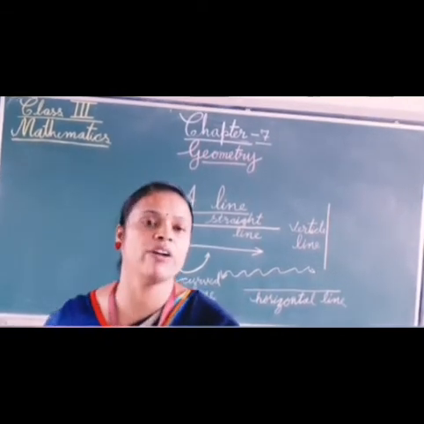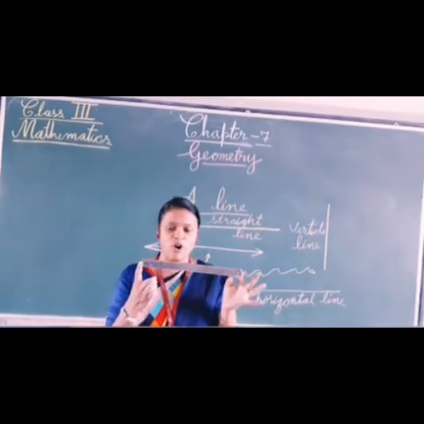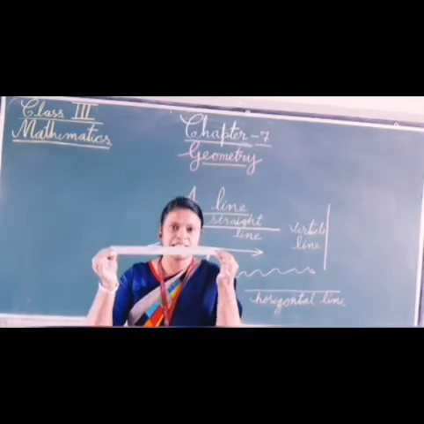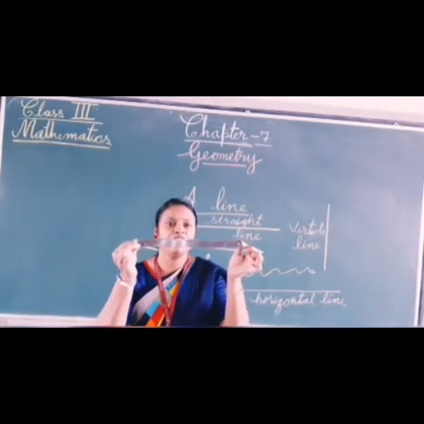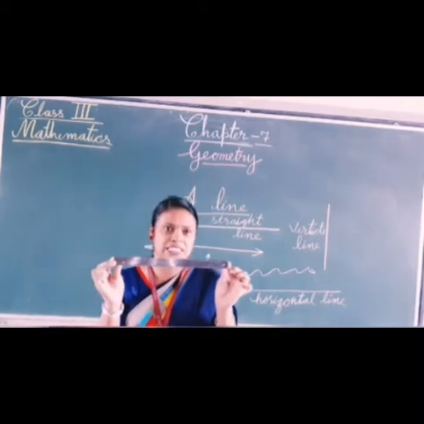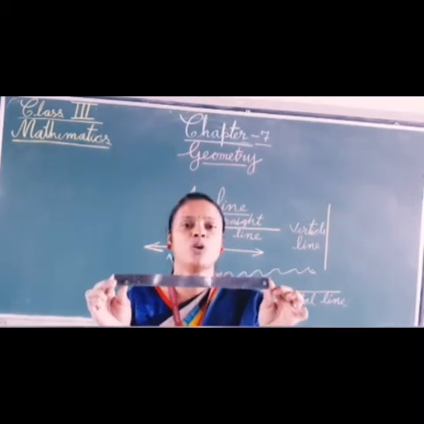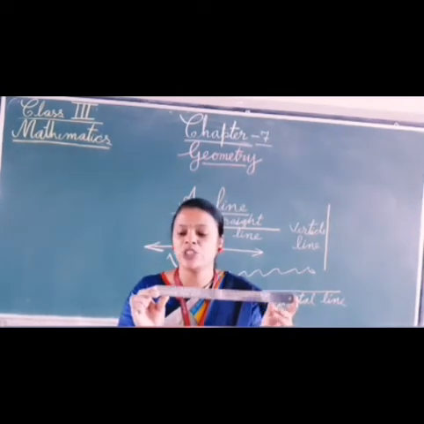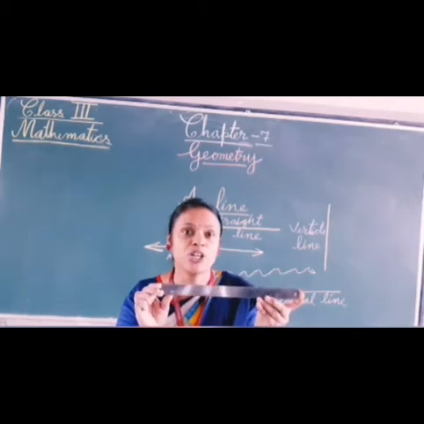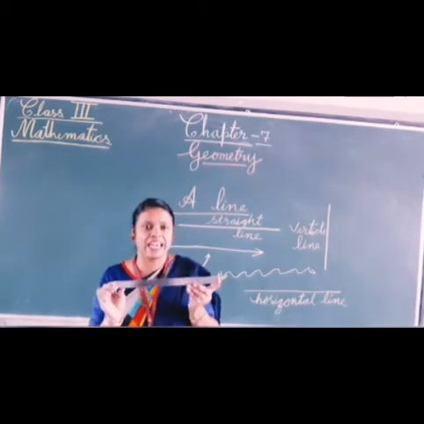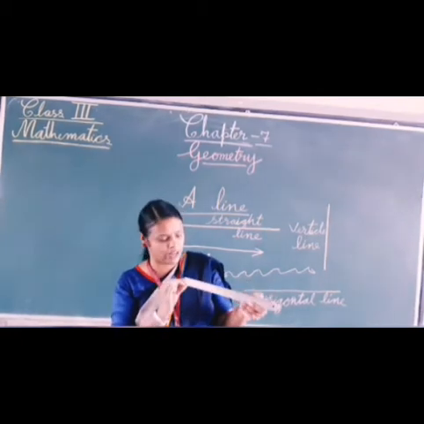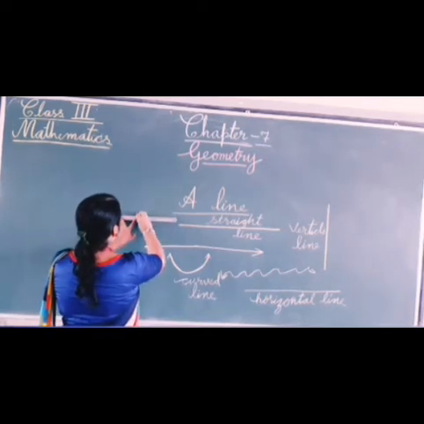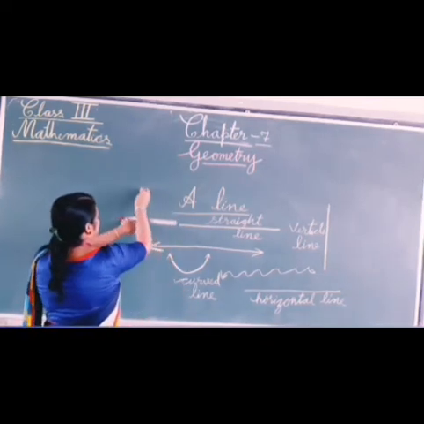But here I have got a long scale. Long scale, here it starts from 0 to 30. This scale we use to draw lines. What is this? Scale or ruler. This ruler starts from 0. Whenever you draw a line, we mark it from 0. Here, just you see. Here, you want to draw a line of 30 centimeter.